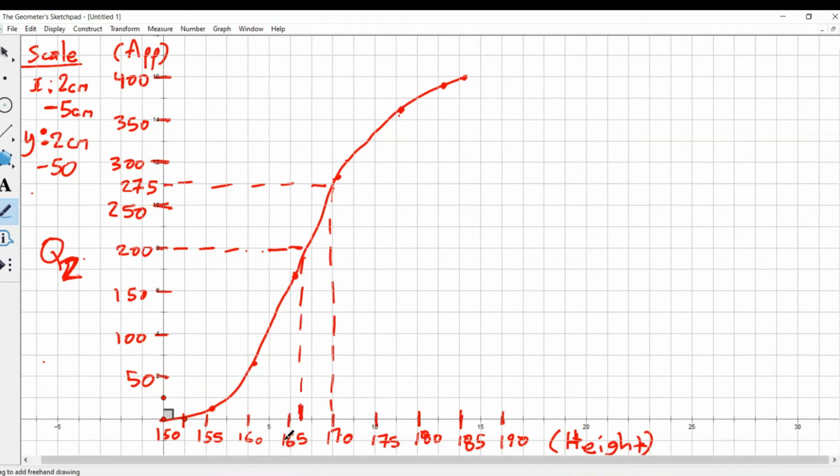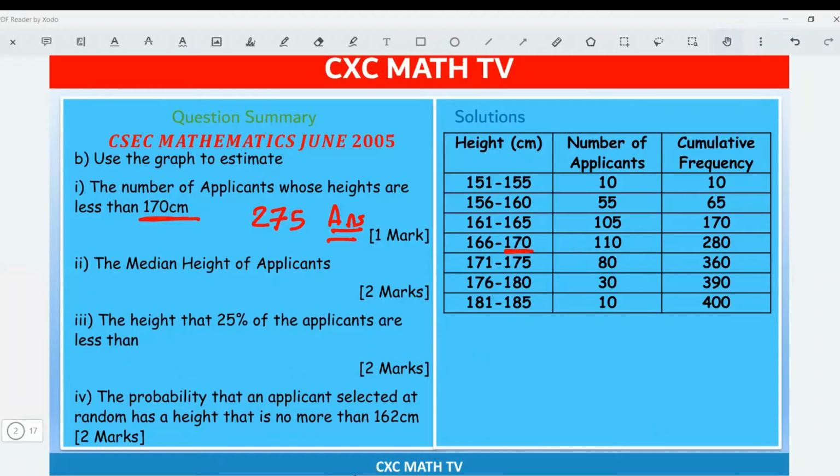Now, if this is 165, this is 167.5. My graph is giving me roughly about 166 centimeters. Right here would roughly be about 166. So we can say that the median height is 166 centimeters. That is your answer. Part 3, it says the height that 25% of the applicants are less than.